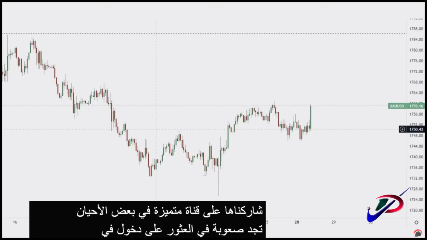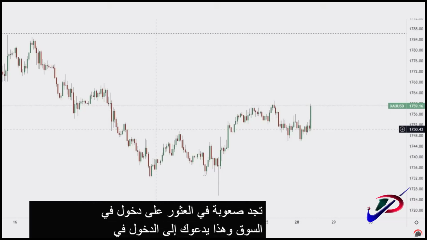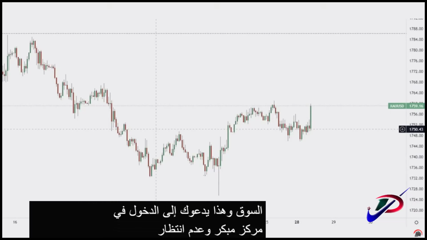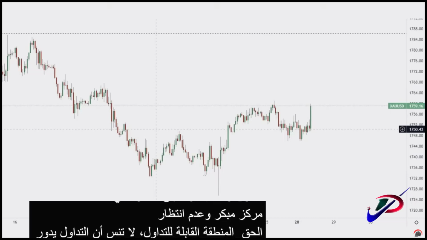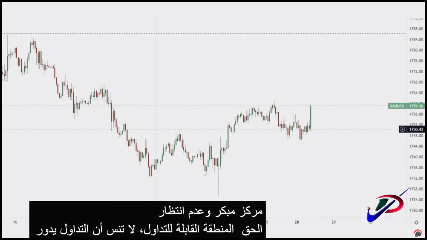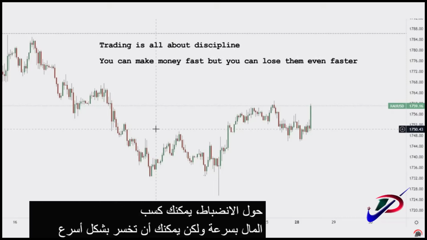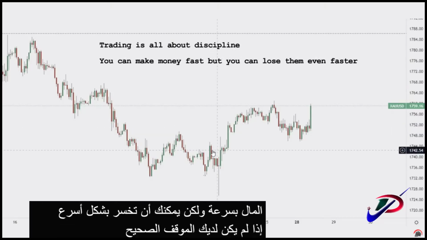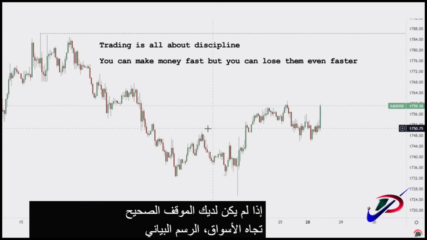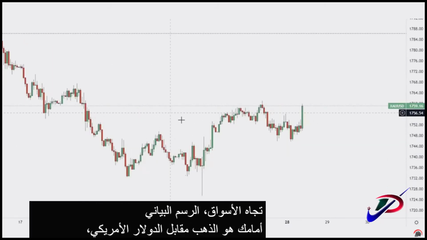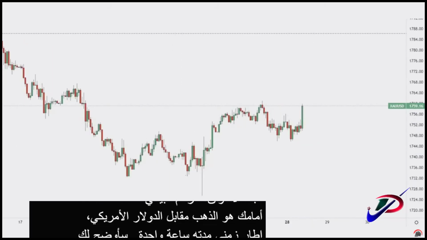Sometimes you find it difficult to find entry in the market, and this caused you to enter an early position and not wait for the right tradable zone. Don't forget, trading is all about discipline. You can make money fast, but you can lose even faster if you don't have the right attitude towards the markets. The chart in front of you is gold versus US dollar, 1 hour time frame.